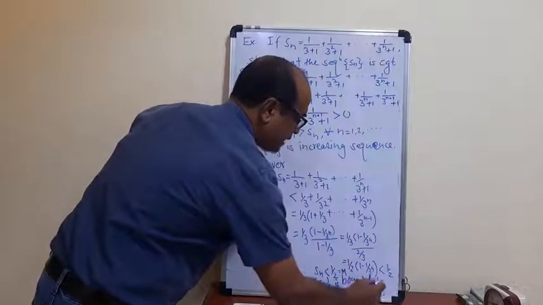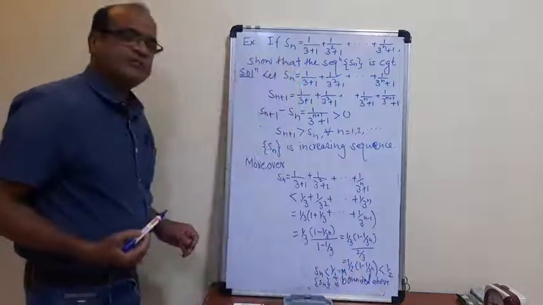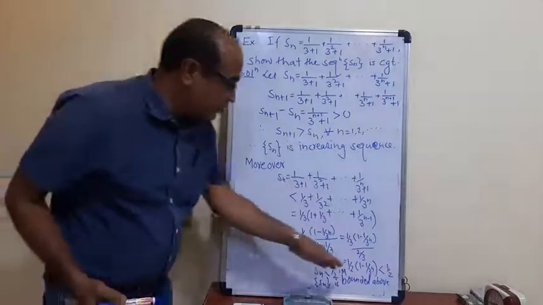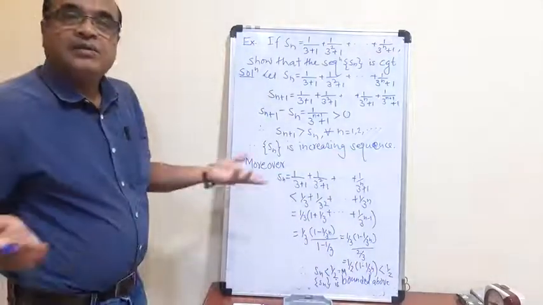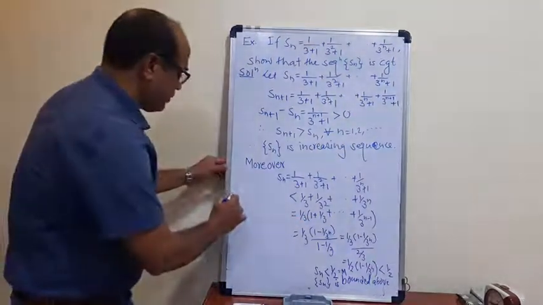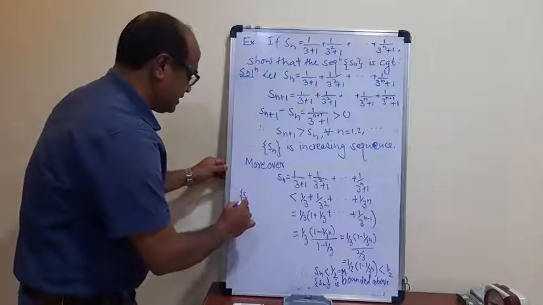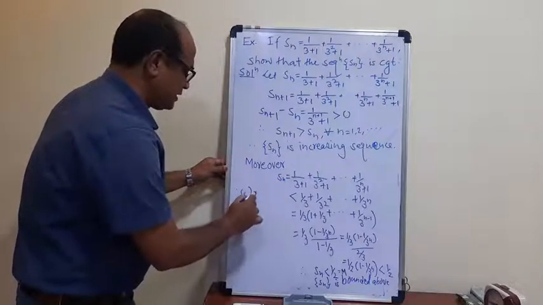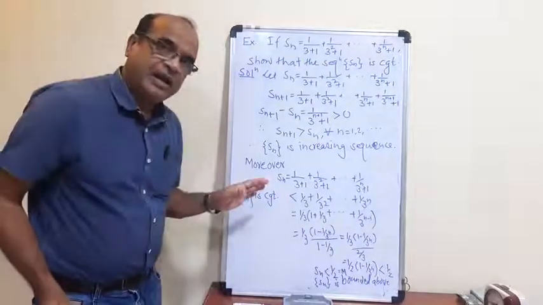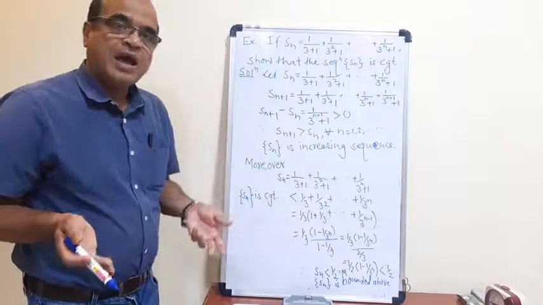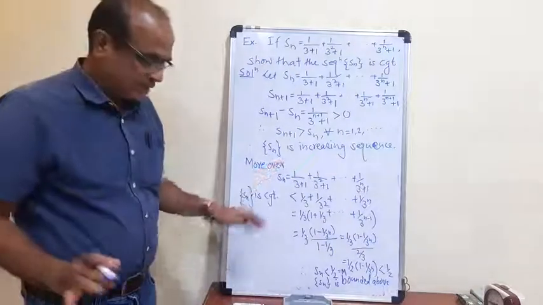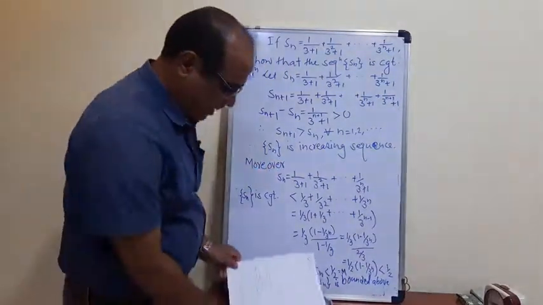And we know the theorem: if the sequence Sn is an increasing sequence and bounded above, then the sequence Sn is convergent. Yesterday we proved this theorem, and by using that theorem the given sequence is convergent. So this is a very simple example.